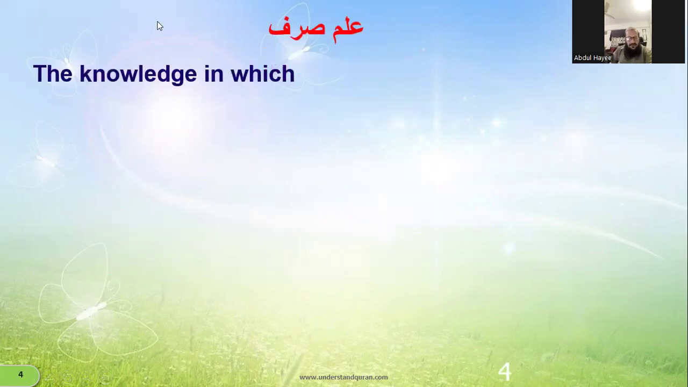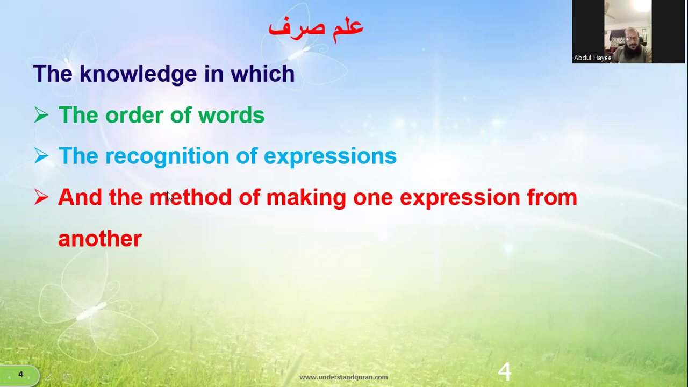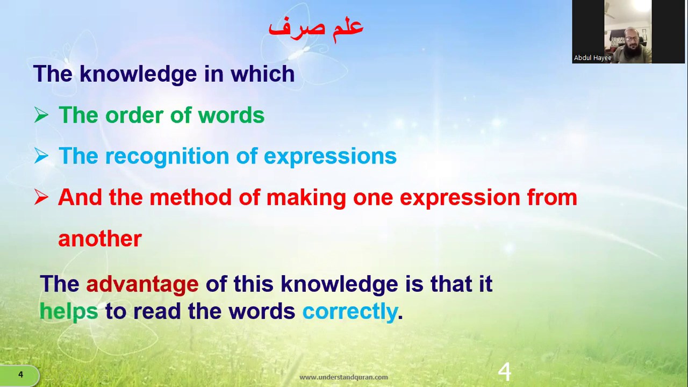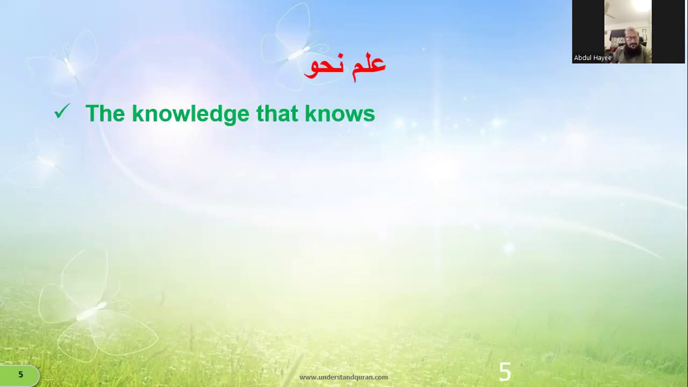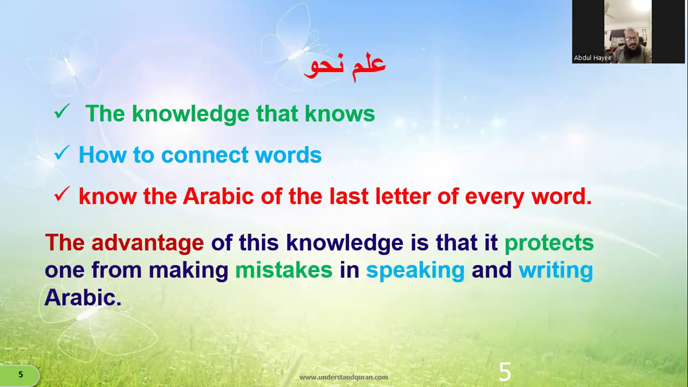What is ilm-e-sarf? The knowledge of the order of the words, the recognition of the expressions, and the method of making one expression from another is known as ilm-e-sarf. The advantage of this knowledge is that it helps us to read the words correctly. What is ilm-e-nahw? The knowledge that tells how to connect the words and know the Arabic of the last letter of every word. The advantage of this knowledge is that it protects one from making mistakes in speaking and writing Arabic.